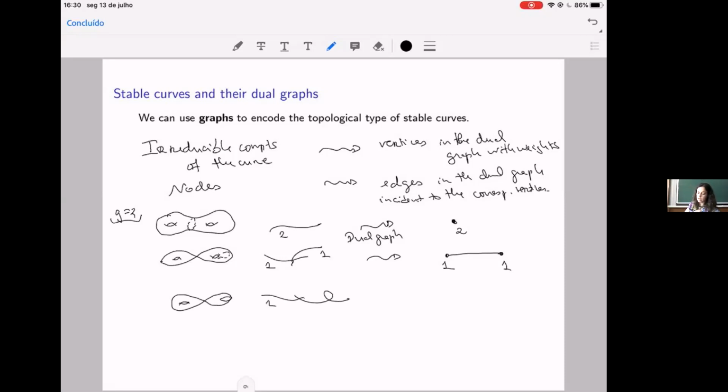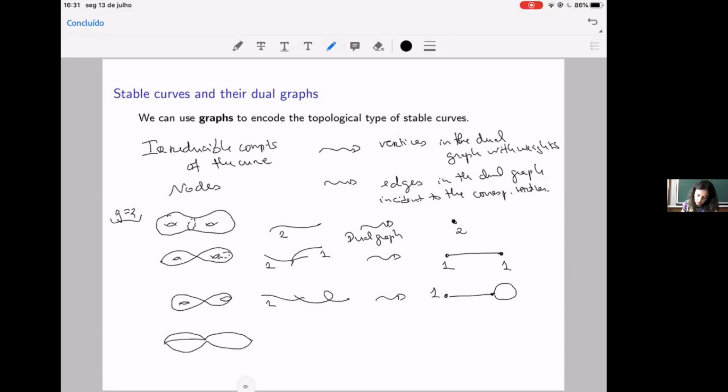So I created a loop, so an internal node. Yes, in the dual graph, this is going to be a loop, so an edge that is double incident to this vertex. And let me just draw something more degenerate. So imagine that I shrank other loops in the beginning. I could end up with something like this.